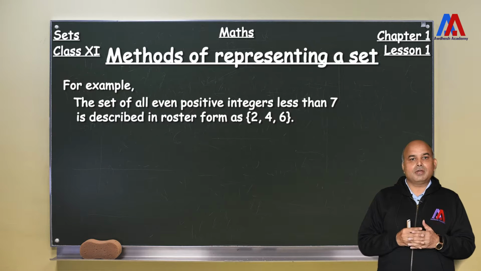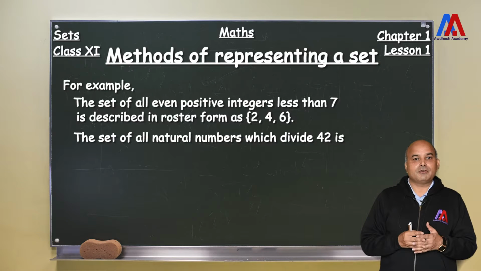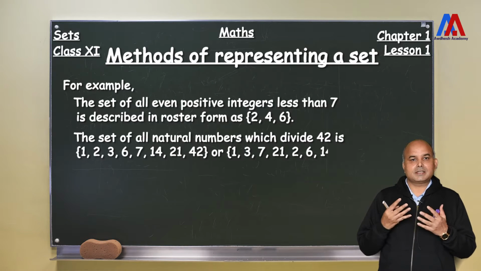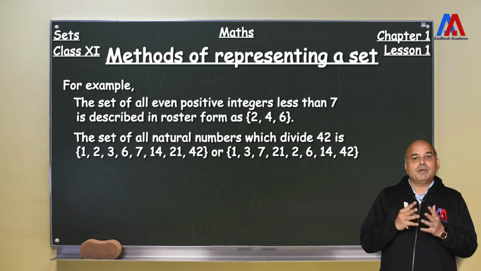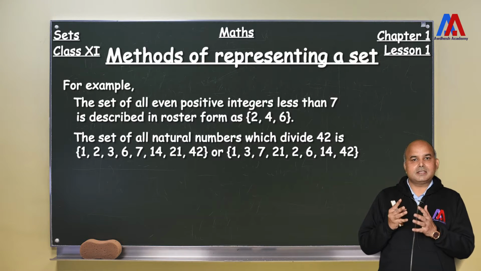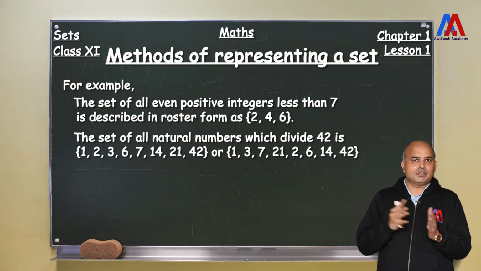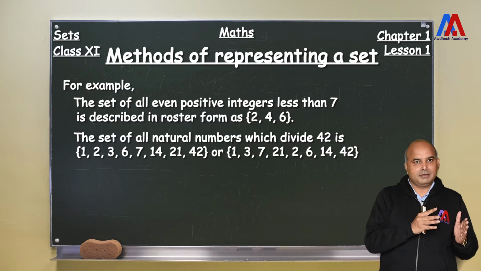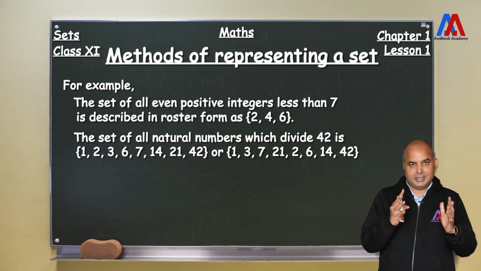Let us say that we want to have a set of all the natural numbers which divide 42. Then that will be the set, for example, 1, 2, 3, 6, 7, 14, 21 and 42. Now these are the numbers which divide 42. But we can also write it 1, 3, 7, 21, 2, 6, 14, 42. Now you have to understand that the sequence of the numbers in a set does not matter. That means we can write something in the beginning, something in the last, and the number should not be repeated and all the numbers should be represented. So this is a very necessary condition.